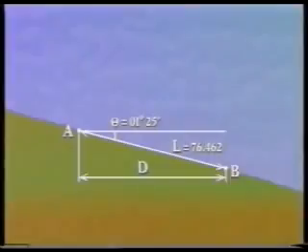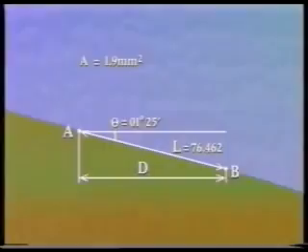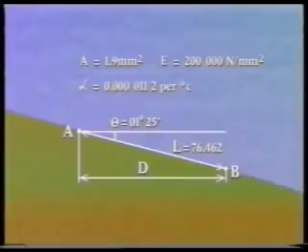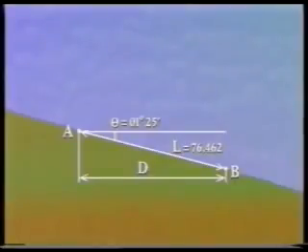During the measurement, the tape was laid along the ground surface. Its temperature was 10 degrees C, and it was pulled at a tension of 70 newtons. The cross-sectional area of the tape is 1.9 square millimeters. The modulus of elasticity of the tape material is 200,000 newtons per square millimeter, and its coefficient of thermal expansion is 0.00000112 per degree C. The first step is to decide which corrections are necessary.